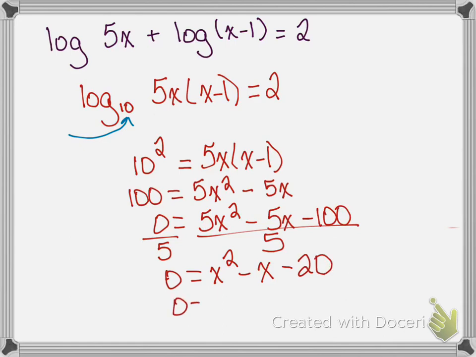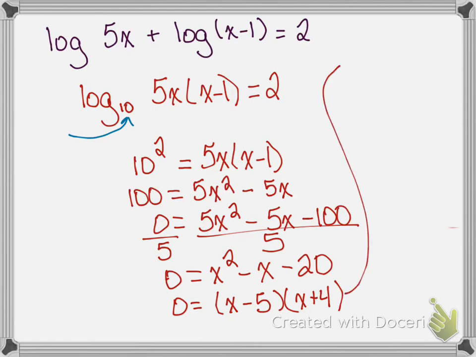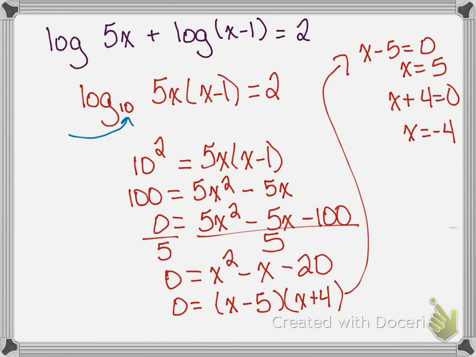When I factor, I get x minus 5 and x plus 4. Negative 5 times 4 is negative 20. Negative 5 plus 4 is negative 1. I set each one equal to 0. So I get x equals 5 and x equals negative 4. What do I need to do with that negative 4? I need to check it.